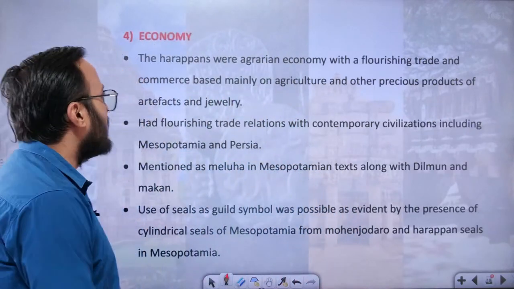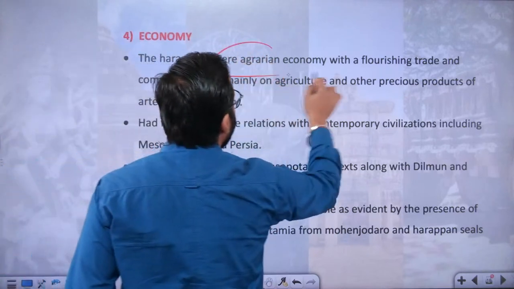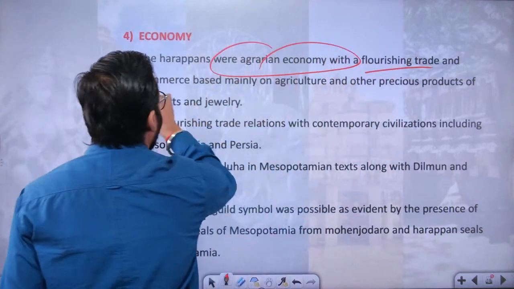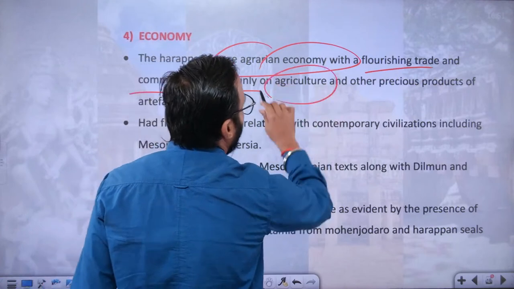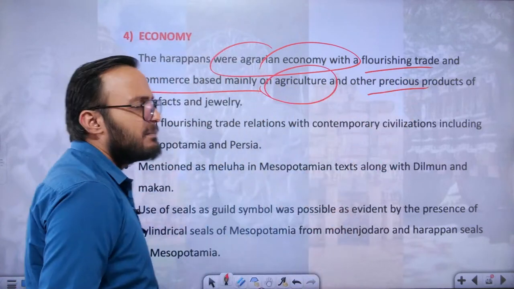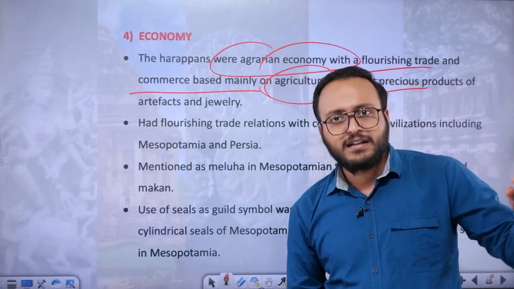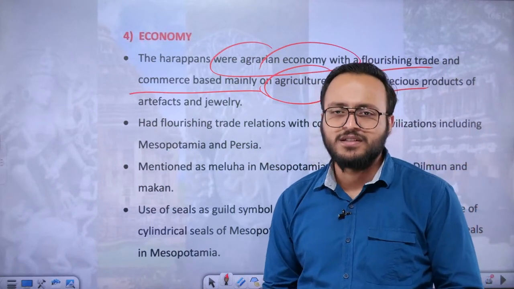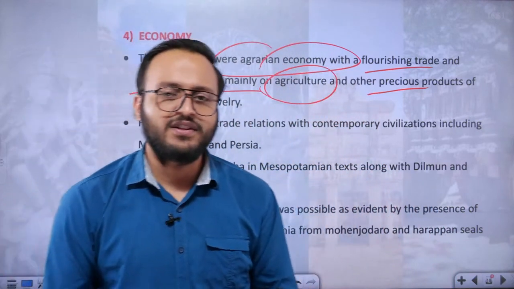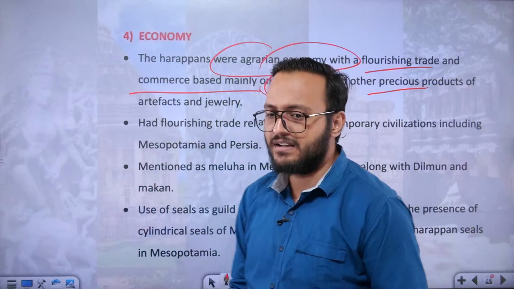All right, everyone. As far as the economy is concerned, Harappans were having an agrarian economy with flourishing trade and commerce. It was primarily based upon agriculture, and also some of the precious products were traded with other contemporary civilizations like Mesopotamia, like Egyptian civilization, etc., etc. Even Persia was also having trade relations.